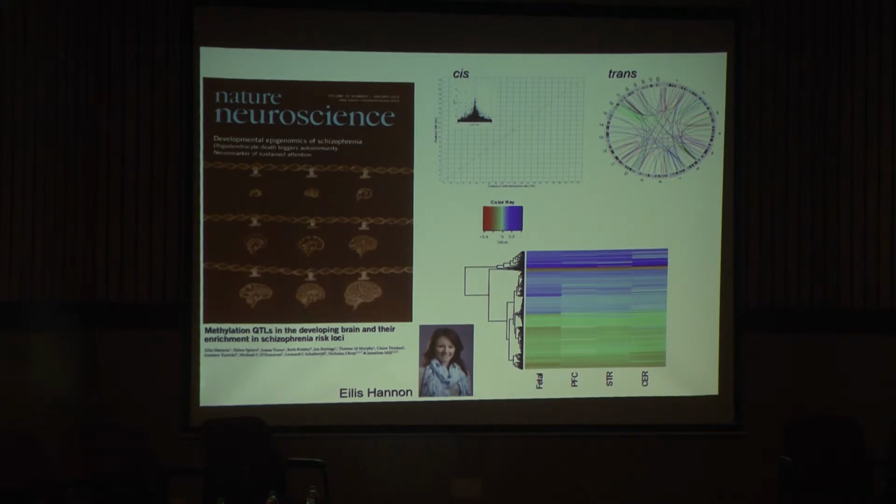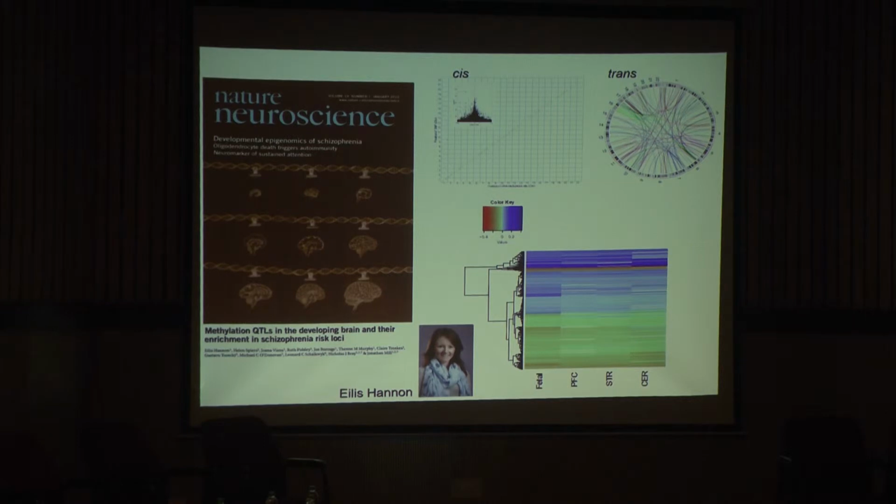So, as I said, we can start mapping DNA methylation quantitative trait loci. And so going back to our fetal brains, where we have genetic variation and epigenetic variation, we can essentially do a GWAS of DNA methylation and identify variants associated with DNA methylation.